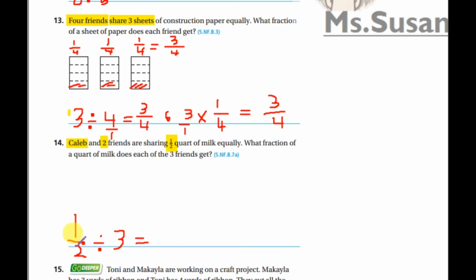Okay, so now convert this sentence into multiplication. It will be half multiplied by, now convert to this number by flipping it. The 1 will be up and the 3 will go down. Now let's multiply fractions. Multiply numerator with numerator. 1 times 1 will be 1. 2 times 3, denominator with denominator, will be 6. So the fraction will be 1/6.